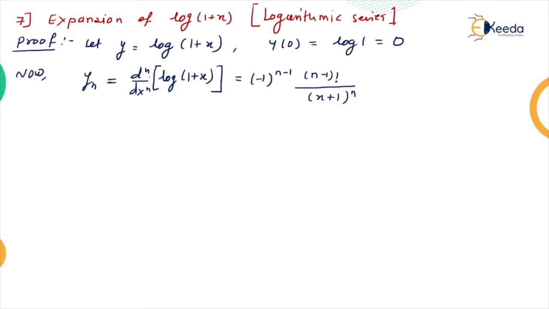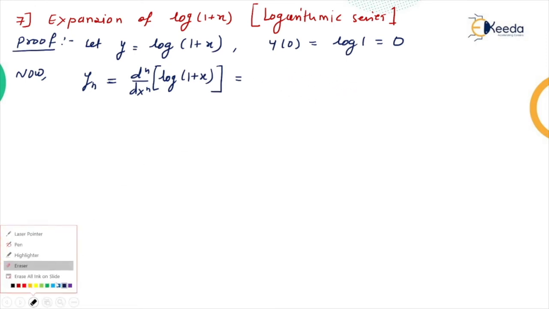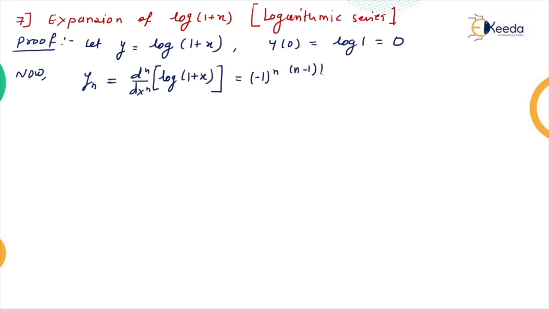So this is the expansion of log of 1 plus x. I am writing this again. The formula is now in this way: minus 1 raised to n minus 1, into n minus 1 factorial, upon x plus 1 bracket power n.